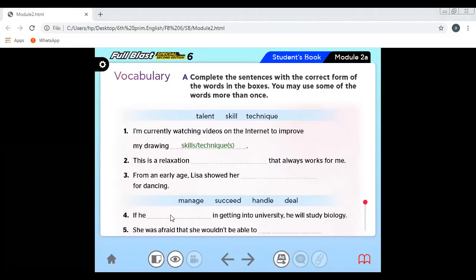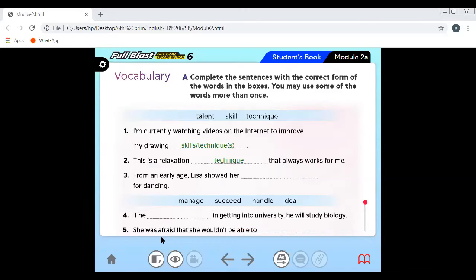Who can read and answer number two? Yes, Hannah, lower your hand, you answered. Rawan Ahmed, yes. This is a relaxation that always works for me. Technique? It's technique, my dear. Can't you say it? Technique. Let's go to number three.